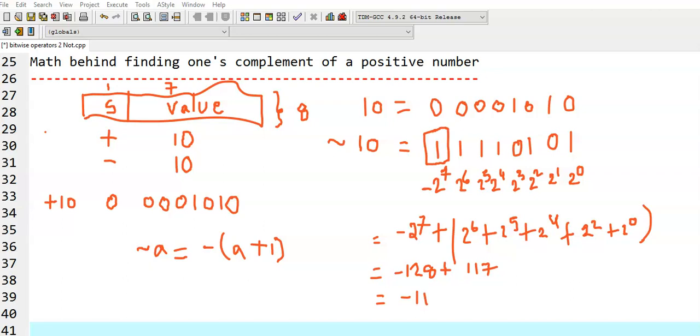So here also, the value is minus of 10 plus 1, which becomes minus 11. This is the shortcut formula, but in the background it will work like this. This is the background work, the math behind how we got the ones complement value. In this fashion, we find the ones complement of a positive number. In the next video, we see how to find the ones complement of a negative number.